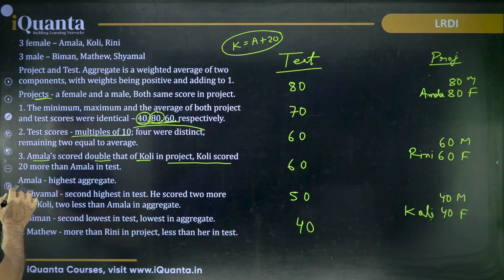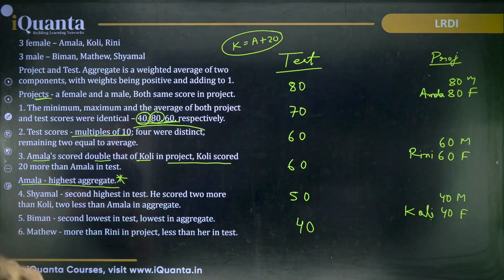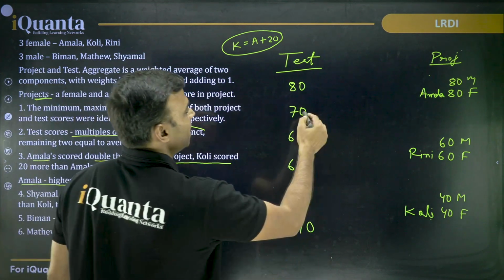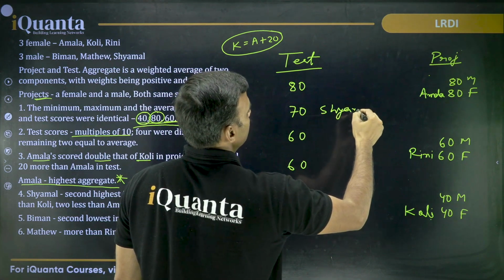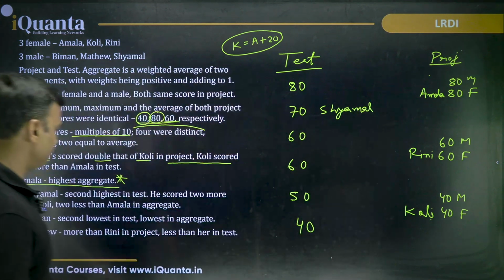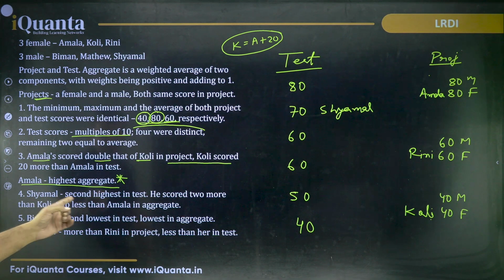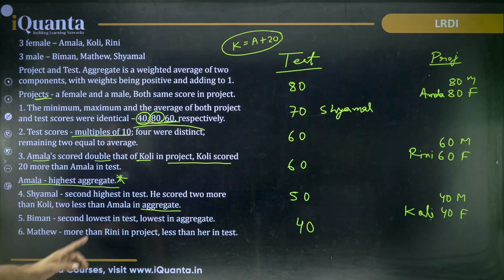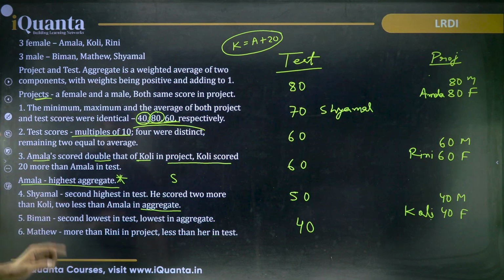Okay. I'll just mark this as an important information, but we have not been able to use it. Shamal second highest in test. Shamal second highest, is it? Second highest in test. So Shamal has to be 70, very clearly. This has to be Shamal. Right. Good. Let's go ahead. Second highest in test. He scored 2 more than Kohli and 2 less than Amla in aggregate. Oh wow, this is a good information. Let me write that first. Shamal has scored 2 more than Kohli.